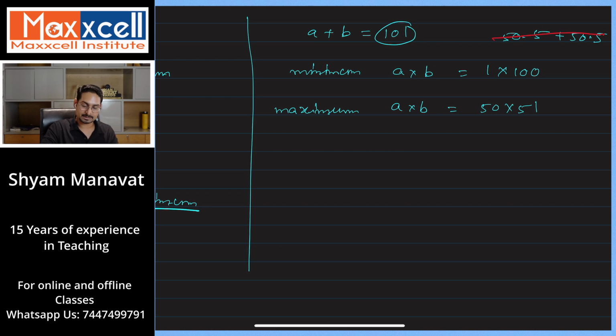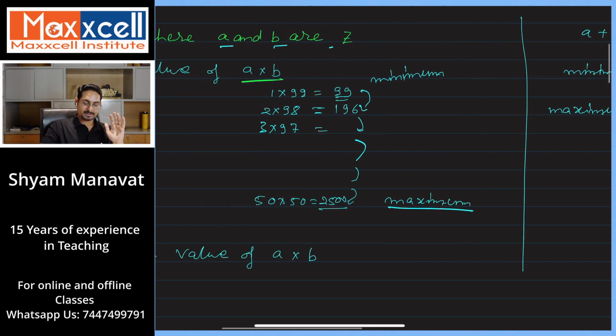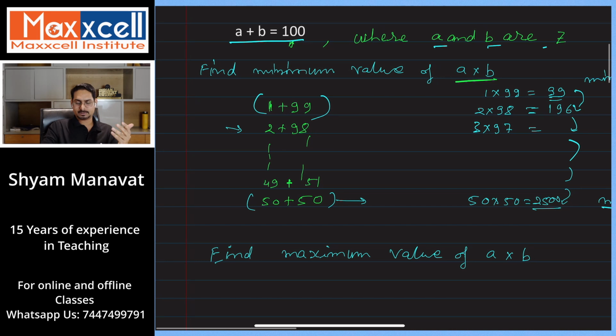Okay, this is going to get you what? So if you multiply this, 50 into 51, this is going to be 255 and then 0. Yes, this is your maximum value and this is your minimum value. Okay, I hope this is clear. So if sum is given and you need to find out product, this is an easy, simple approach, no brainer.